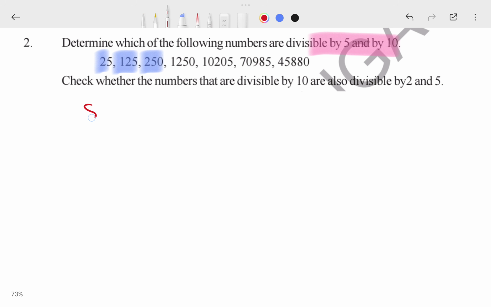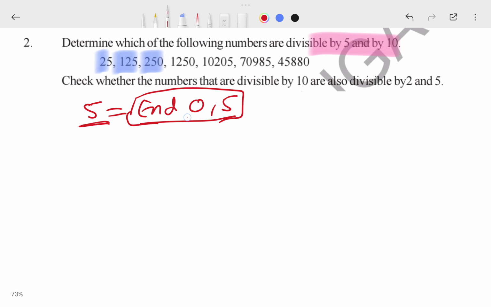Remember, what is the divisibility rule of 5? If the number ends in 0 or 5, then it is going to be divisible by 5. What is the divisibility rule of 10? If the number ends in 0, then it is going to be divisible by 10.